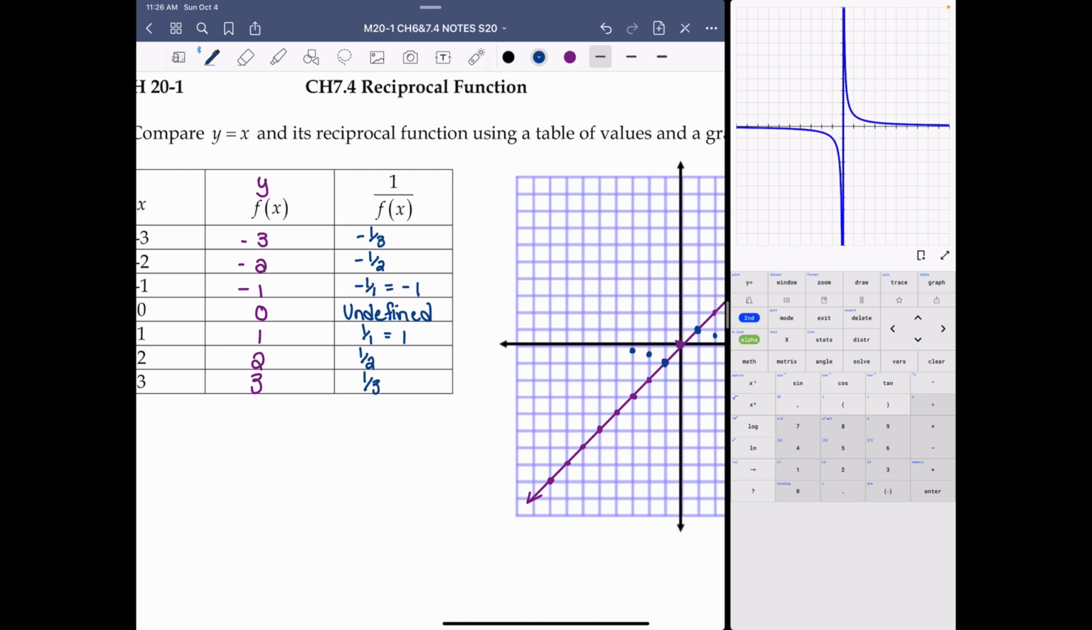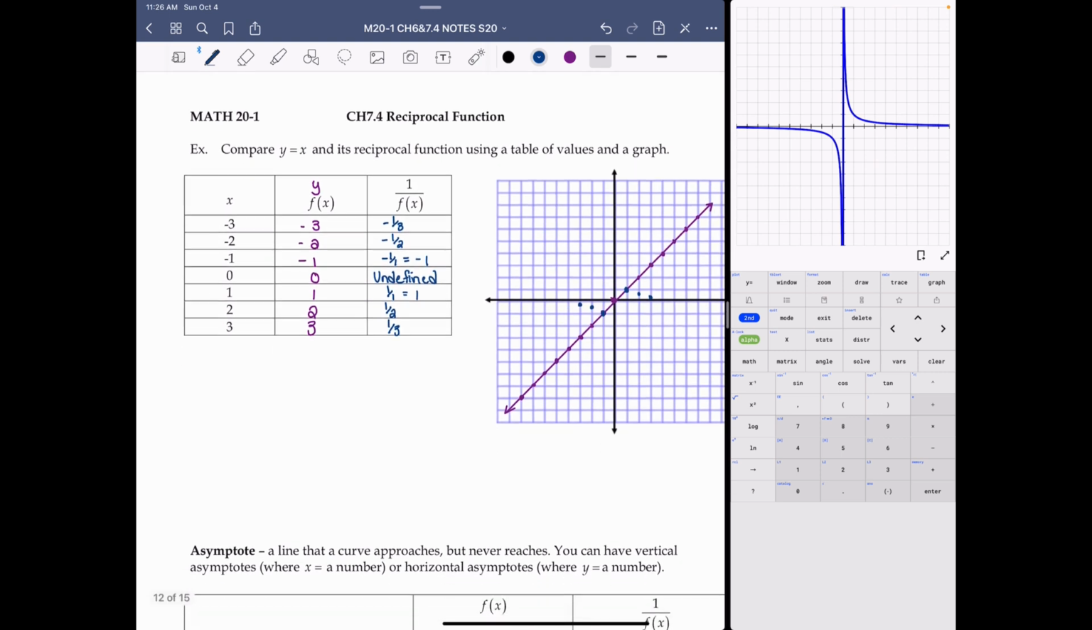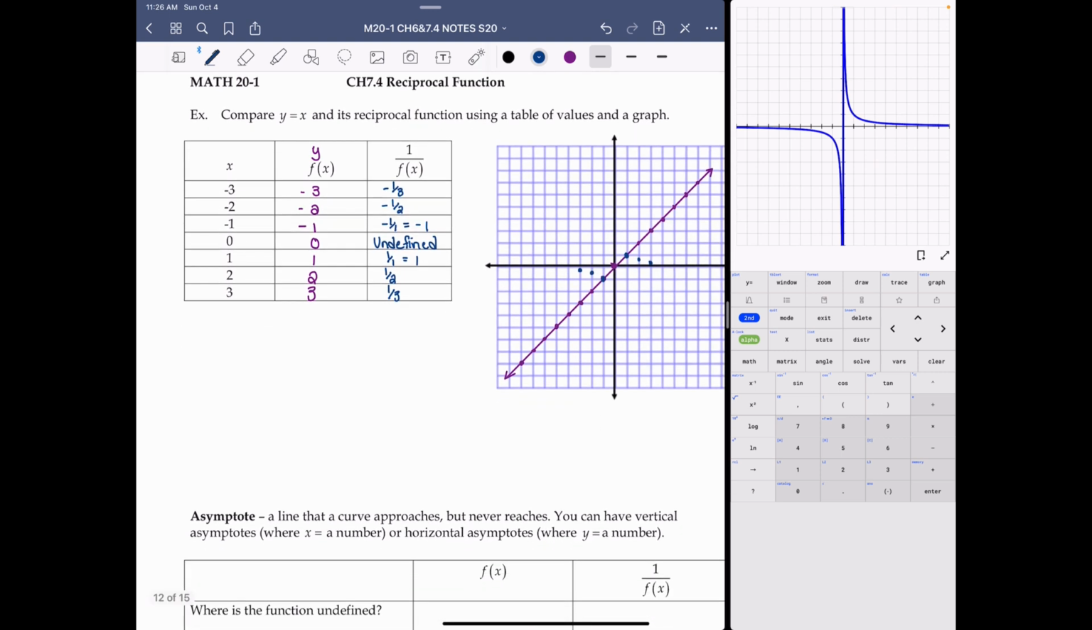So we talk about asymptotes down here a little bit. An asymptote is a line that a curve approaches but never reaches. You can have vertical asymptotes where x equals a number, or horizontal asymptotes where y equals a number. So when you graph in your graphing calculator, it kind of looks like there's a curve, and then it attaches to a line, and then it attaches to a curve. It reminds me of a heartbeat on a monitor that you've probably seen on medical TV shows.